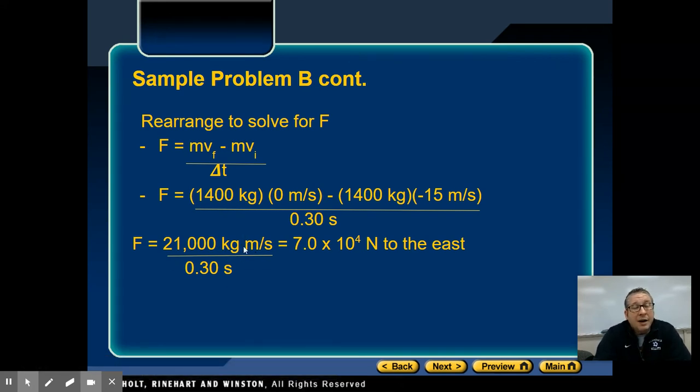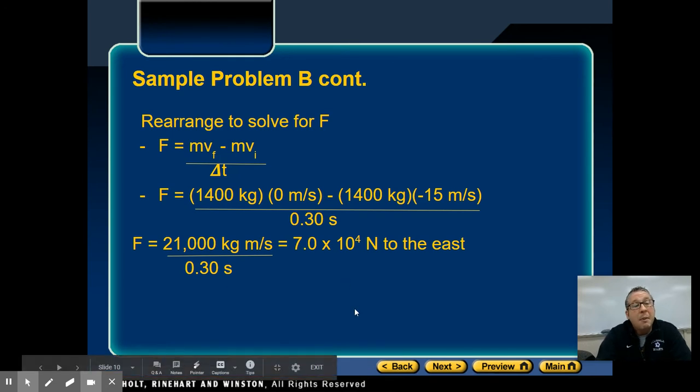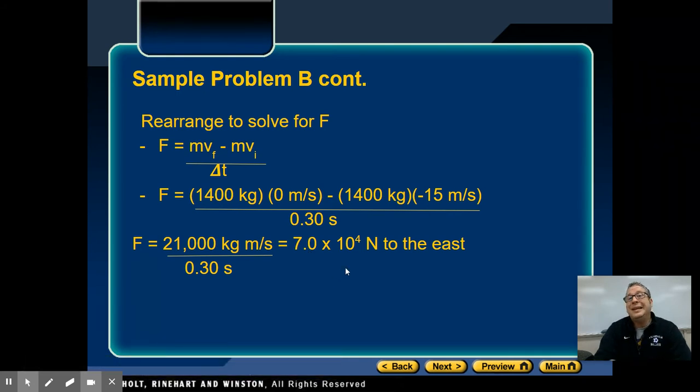So here, before we get our final answer, we have kilograms times meters per second over seconds. So really that gives us kilograms times meters per second squared, which, if we recall from last semester, gives us the unit of newtons, which is the appropriate unit for force. And we find that the force is 7.0 times 10 to the fourth newtons to the east.